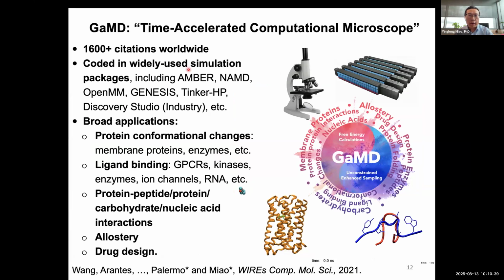It has been coded in popular MD packages in our field, including AMBER, NAMD, OpenMM, GENESIS, Tinker, and also Discovery Studio that's used in the pharmaceutical industry. People have used GaMD to study protein folding, conformational change, ligand binding to different proteins, interactions between proteins and all the other biomolecules, the peptides, proteins, carbohydrates, and nucleic acids. It also works for allostery and exploring different strategies for drug design.